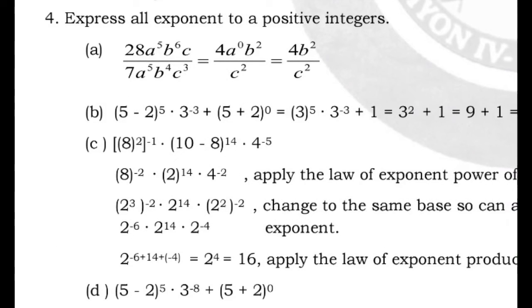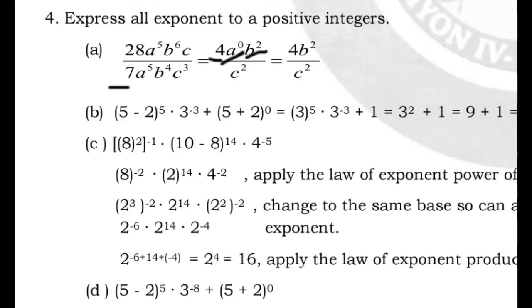Then example number 4, express all exponents as positive integers. So 28a to the power of 5b to the power of 6c over 7a to the power of 5b to the power of 4c cubed. So 28 divided by 7 here is 4. a to the power of 5 over a to the power of 5 is a to the power of 0. b to the power of 6 over b to the power of 4. So 6 minus 4 is 2.